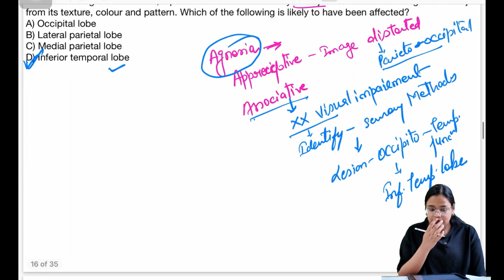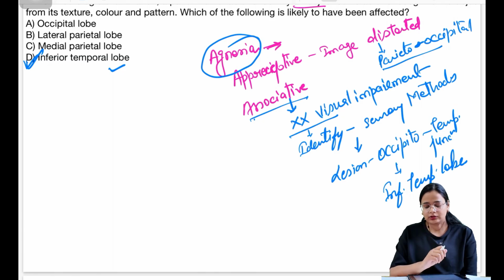Okay, same if you know prosopagnosia. Prosopagnosia means inability to visually identify faces. Prosopagnosia means inability to identify faces.